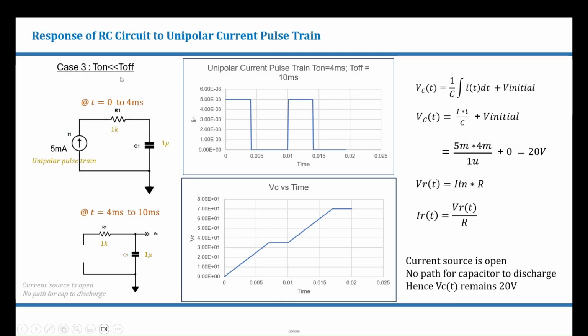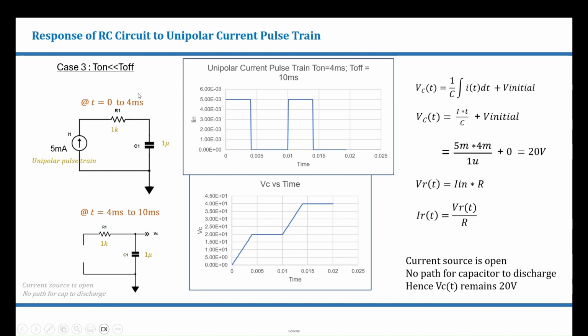Let's consider the case where T on is much lesser than T off. T on is 4 milliseconds, T off is 6 milliseconds. This is the input current that we are feeding. The voltage across capacitor between 0 to 4 milliseconds can be calculated using this equation. At 4 milliseconds, the voltage across capacitor is 20 volts. And at 10 milliseconds, it remains at 20 volts because there is no path for the capacitor to discharge. And this is how the voltage across capacitor looks like.